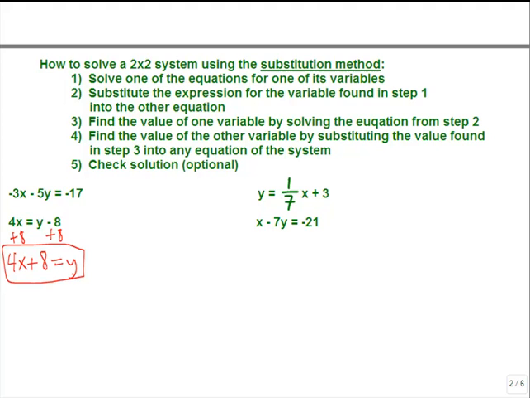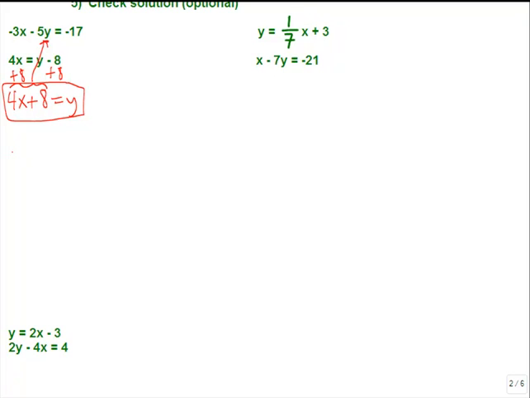finish solving for y. Now what we're going to do for substitution is take that top equation, the one we haven't used yet, and wherever we see y, we're going to substitute in its place this whole expression 4x plus 8. And we're going to wrap it in parentheses. So this is what it would look like. Negative 3x minus, and instead of 5y, I'm going to put minus 5 parentheses 4x plus 8, since that's what y equals. And that needs to equal negative 17. So by doing this substitution, we've now created an equation that only has one variable, x. So we should be able to solve for it.